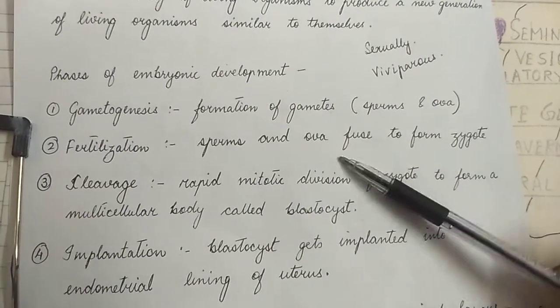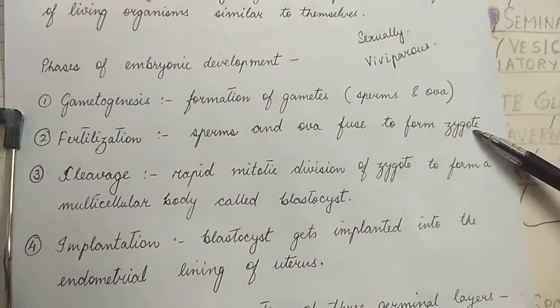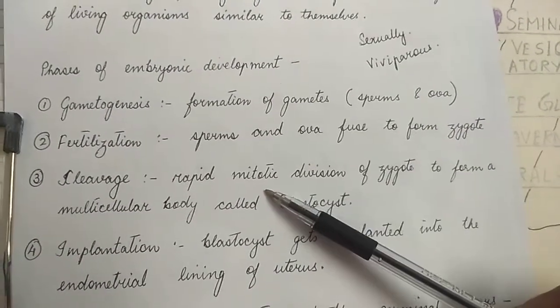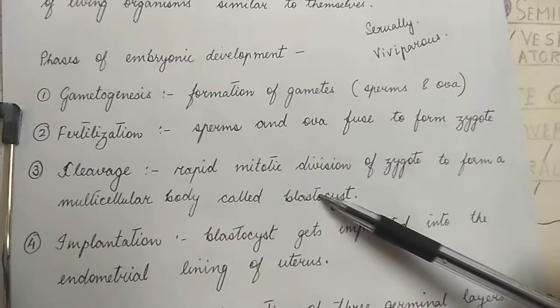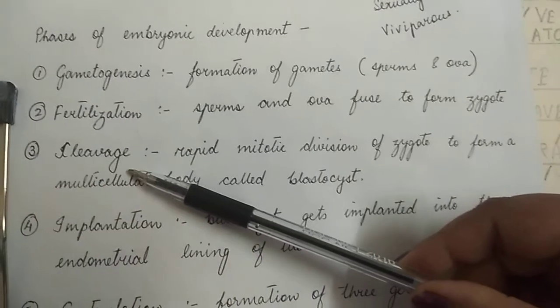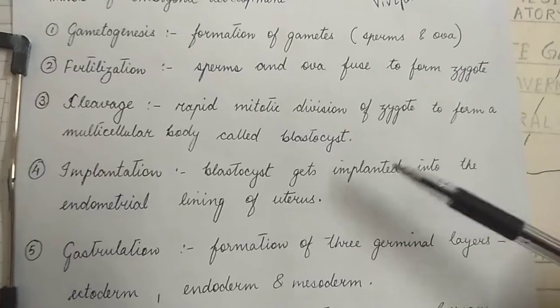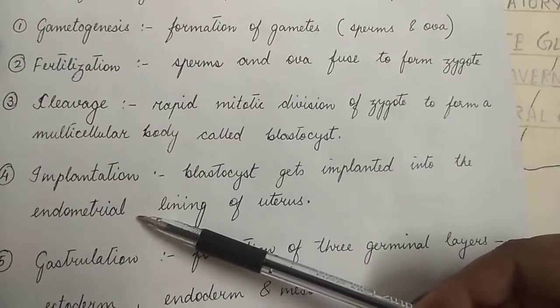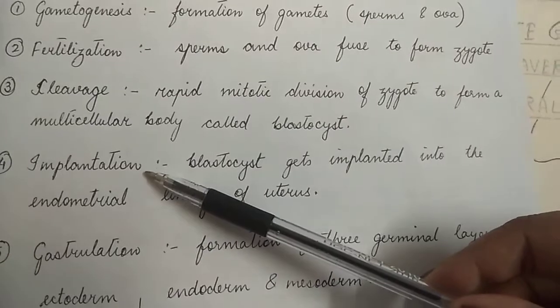Next, the single-celled zygote undergoes rapid mitotic division to form a multicellular body called the blastocyst. This process is known as cleavage. The blastocyst which is formed is then implanted into the endometrial lining of the uterus, and the process is known as implantation.